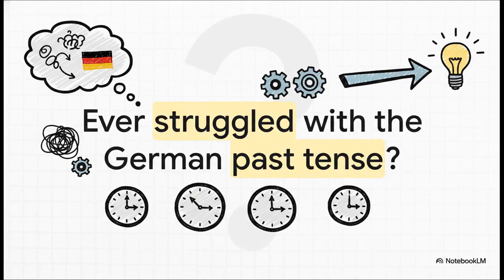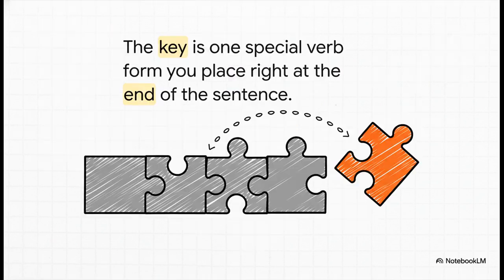You know that feeling, right? You're trying to talk about what you did yesterday in German, and it just feels like this giant puzzle with way too many pieces. Well, trust me, the solution is much simpler than you think, and we're going to lay out the whole blueprint right now. See, the secret isn't some massive, complicated grammar rulebook. Nope. It's actually one special verb form, a single puzzle piece that you pop right at the end of the sentence. And once you get this one piece right, believe me, the rest of the puzzle basically solves itself.